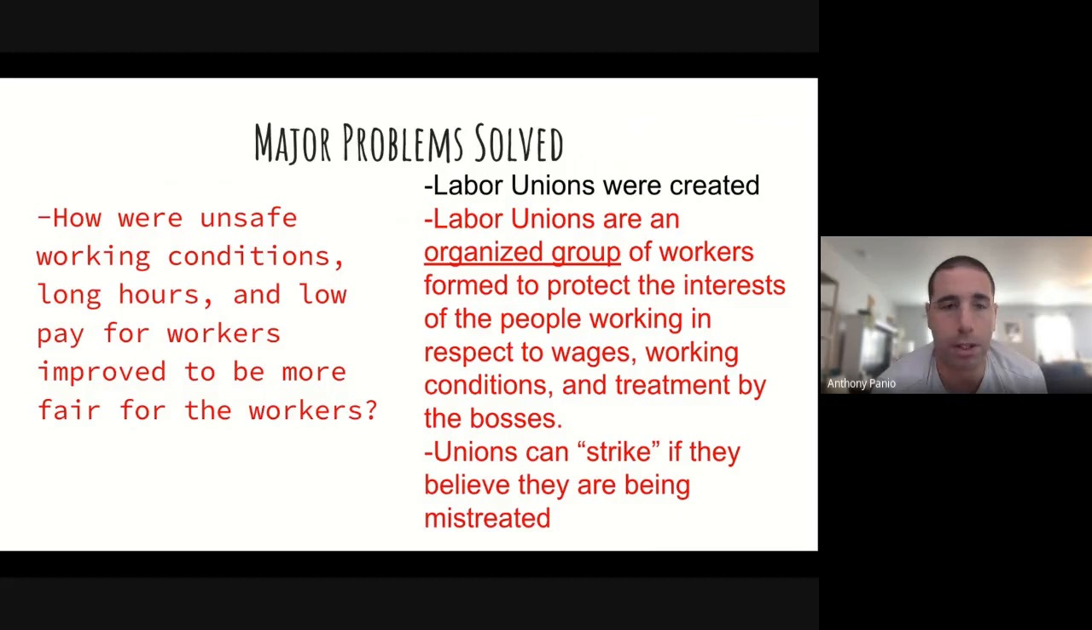All right, so a couple things were set up. Number one, labor unions are very big in making sure that you are being paid a fair wage for the job that you're doing. Back then, a lot of people were not paid a fair wage. So if you wanted to get paid a better wage, you could join the labor union.